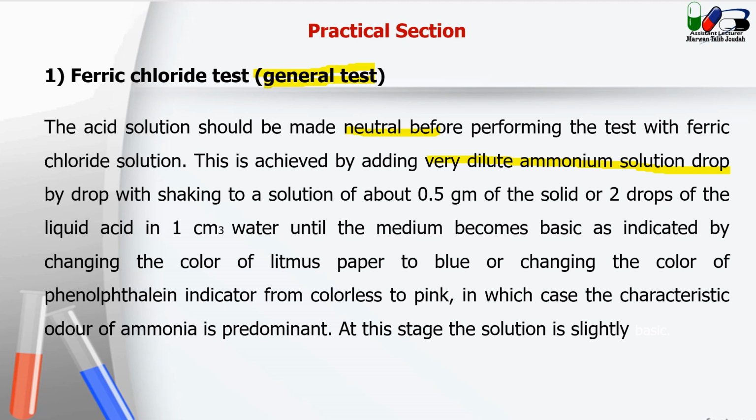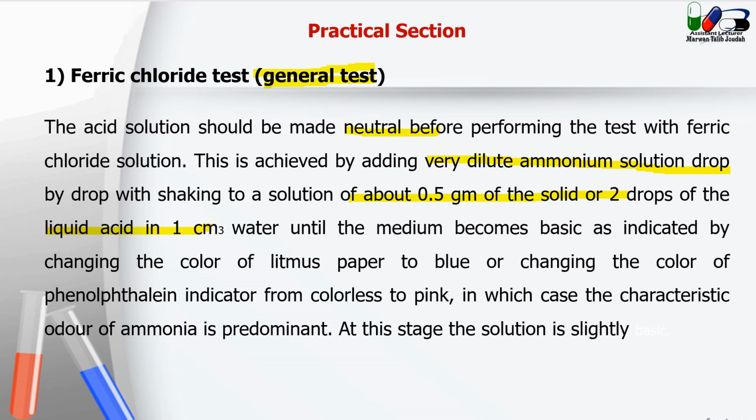So this is how we make it. We add ammonia solution drop by drop and shake it, into a solution of about 0.5 grams of the solid or 2 drops of the liquid acid in 1 milliliter of water, until the medium becomes basic, as indicated by the litmus paper changing color to blue, as we mentioned previously. Blue means that it is a basic solution. So we take a red litmus paper, and if it turns blue, then we can say this is a basic solution, and vice versa.